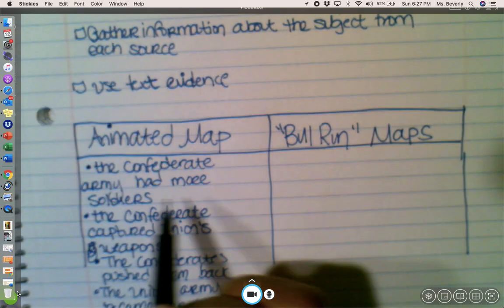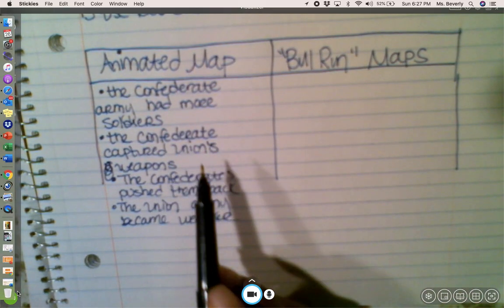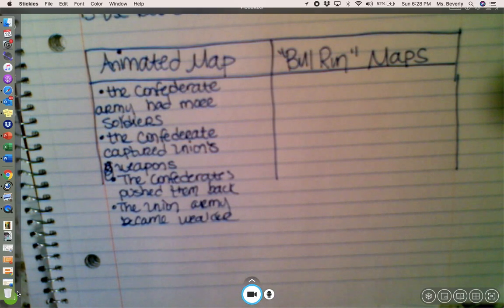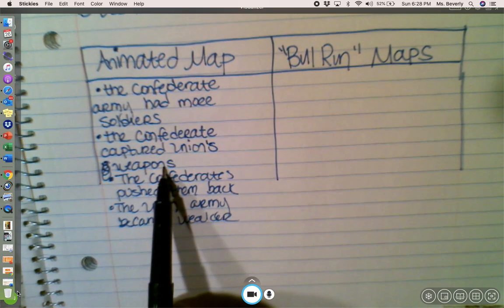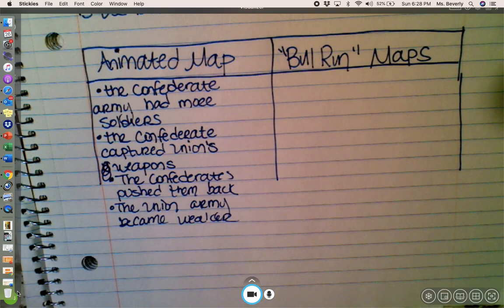They had more soldiers. The next thing I saw was that the Confederates ended up capturing some of the Union's weapons, which made the Union a little weaker. So they couldn't fight back fully because they didn't have all their weapons. Another thing I saw was that the Confederates literally pushed them back. As more Confederates started coming, they were going in the direction where the Union was, and it made the Union have to move further back, okay?